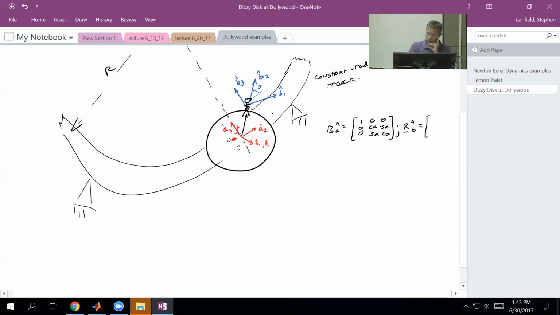That rotation is a rotation around the 3 by theta, so it's C theta, negative S theta, 0, S theta, C theta, 0, 0, 0, 1. And we may need the composite rotation, so the projection from B to N is the multiplication of the 2, so it gives us C theta, negative S theta, 0, C alpha S theta, C alpha C theta, negative S alpha, S alpha S theta, S alpha C theta, C alpha.